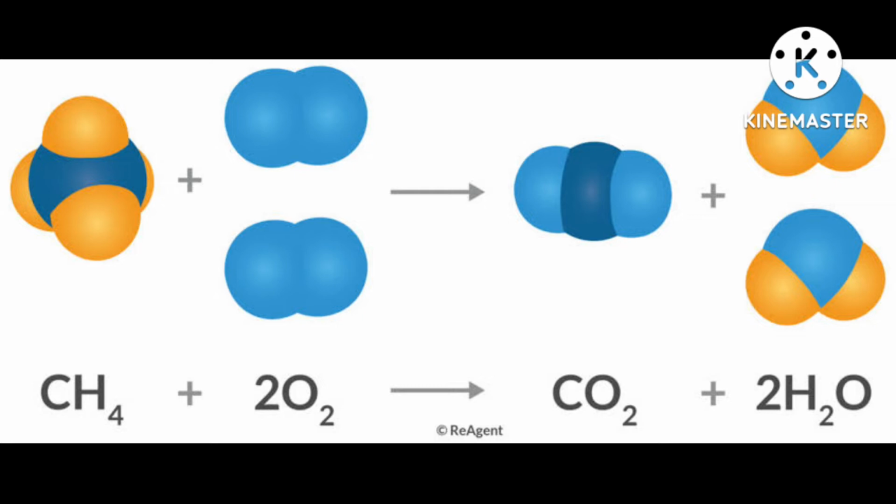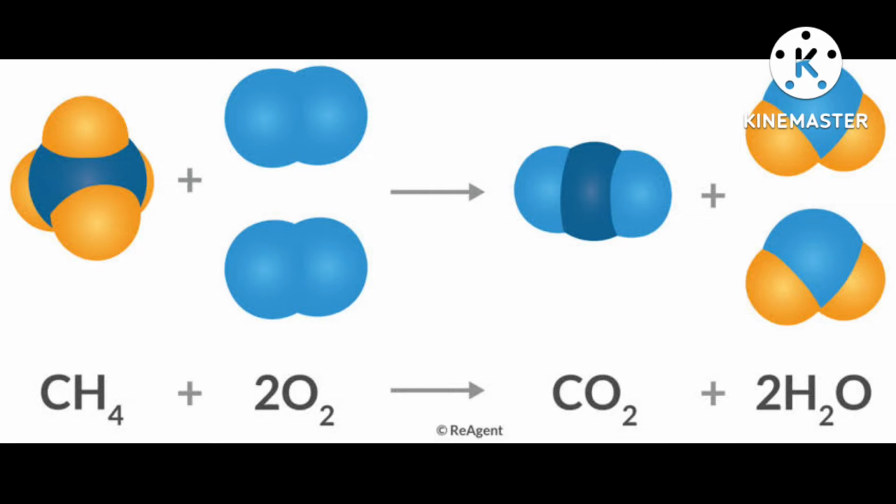Stoichiometry comes from the Greek word stoicheion, meaning element, and the other word metron, meaning measure. Measure means we have to find out the element. We can determine the element in a balanced chemical equation.